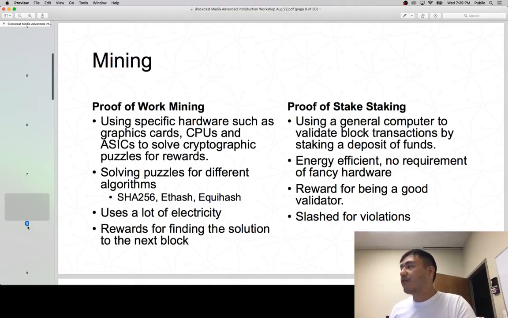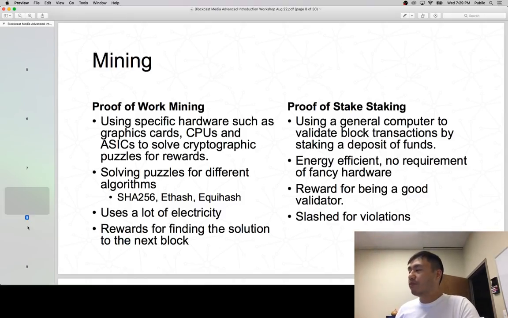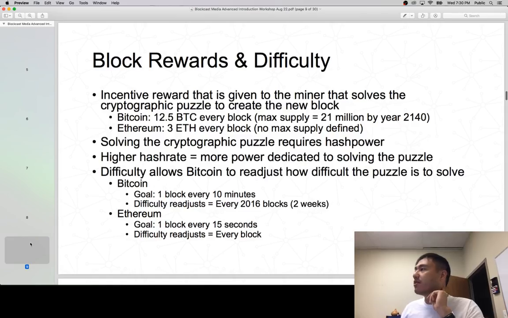So those are the two different types of mining. We'll probably start seeing a lot more of proof of stake in these new systems rather than proof of work. But these are two of the most popular types of mining out there for cryptocurrencies.